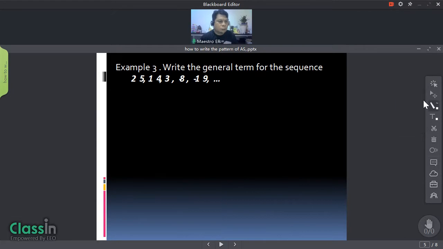Let's write in yellow. Okay, so a sub 1 now is 25. Okay, 25 is the a sub 1. And the common difference D is, what do you think, class, the common difference?